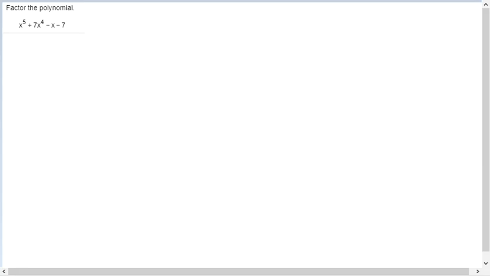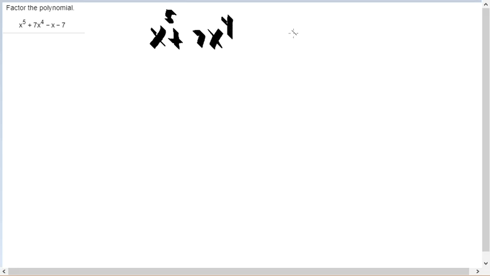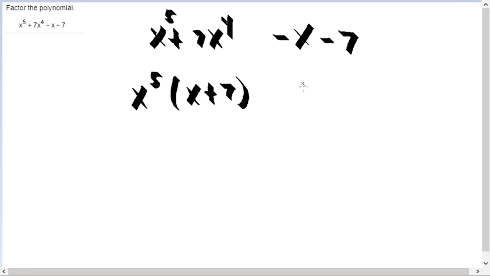Okay, this will be the last one for homework 3. I want to go through this whole thing. Notice I can factor by grouping right off the bat here. The first group will be x to the 5th, sorry, plus 7x to the 4th in the first group. And in the second group, we'll have the minus x and the minus 7. We'll pull out an x to the 5th here, and then we'll have x plus 7 inside the parentheses. And here we'll pull out a minus 1, and we'll have x plus 7 in the parentheses.